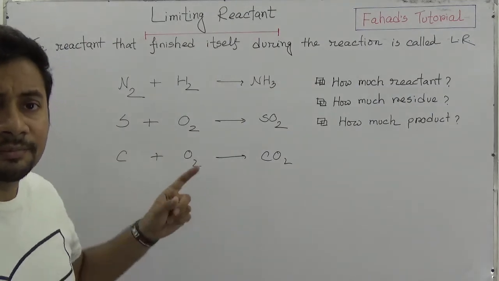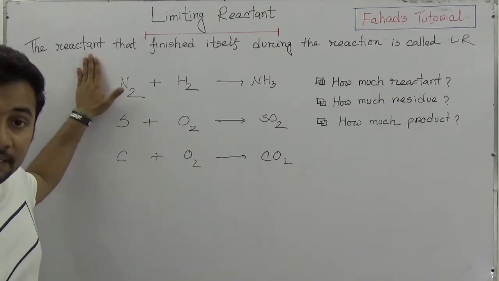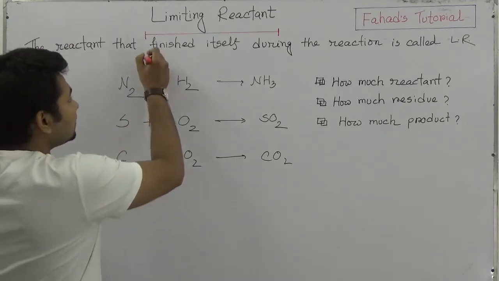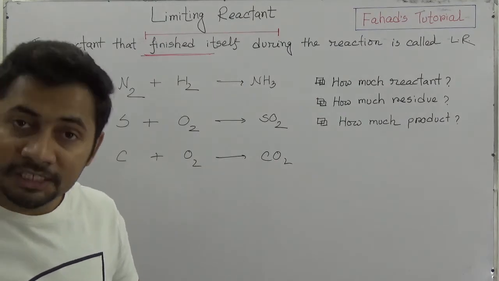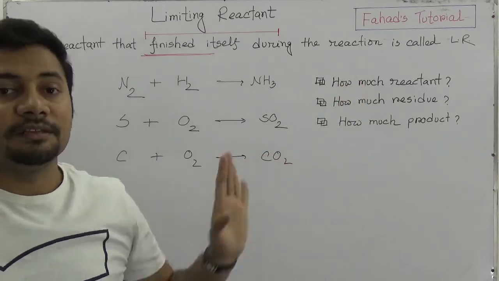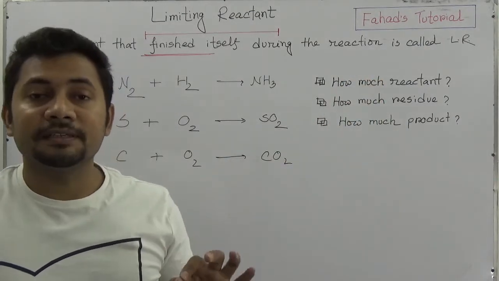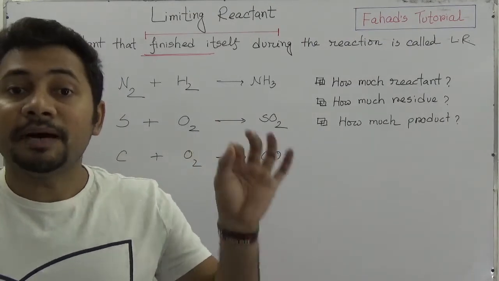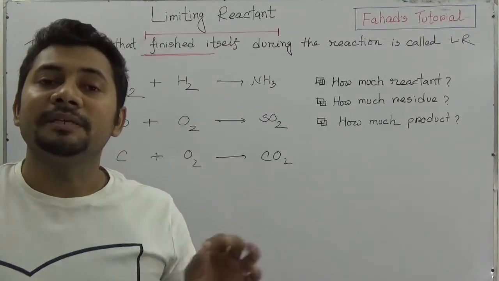So if we think about the definition simply, it is the reactant that finishes itself. Which will be the finishing factor first? The reactant that finishes itself during the reaction is called the limiting reactant, or I just write LR. Very simply, the definition is the reactant that will finish by itself during a chemical reaction.